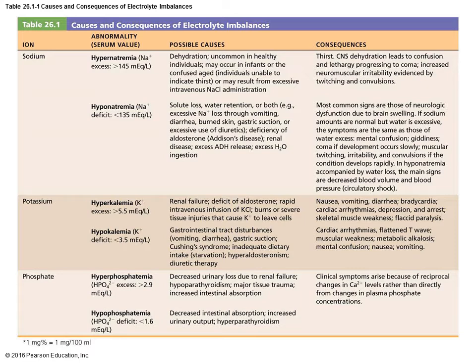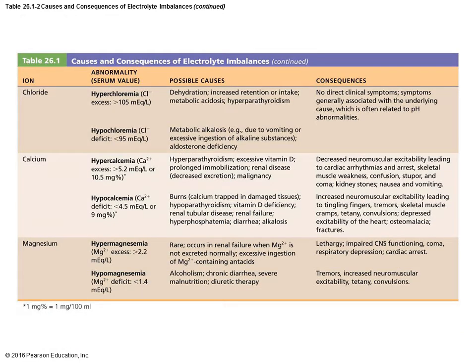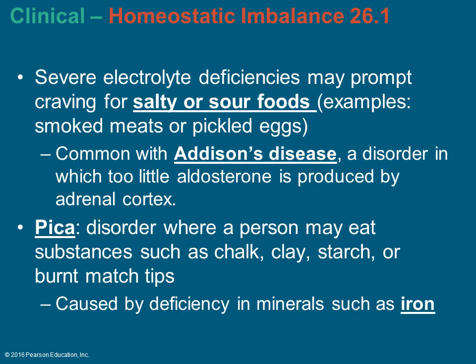The major electrolytes on this chart are shown: sodium, potassium, and phosphate, and it shows the abnormal conditions, too much versus too little, what the causes can be, and what some of the consequences can be. So this is a good chart to look at. And then it continues on with chloride, calcium, and magnesium. If there is a severe deficiency in electrolytes, it can cause cravings for salty foods or maybe sour foods. Pica is one that some people may or may not have heard of. It's a disorder where people tend to want to eat substances that most of us don't eat, like chalk or clay. It's usually caused by a deficiency of iron.